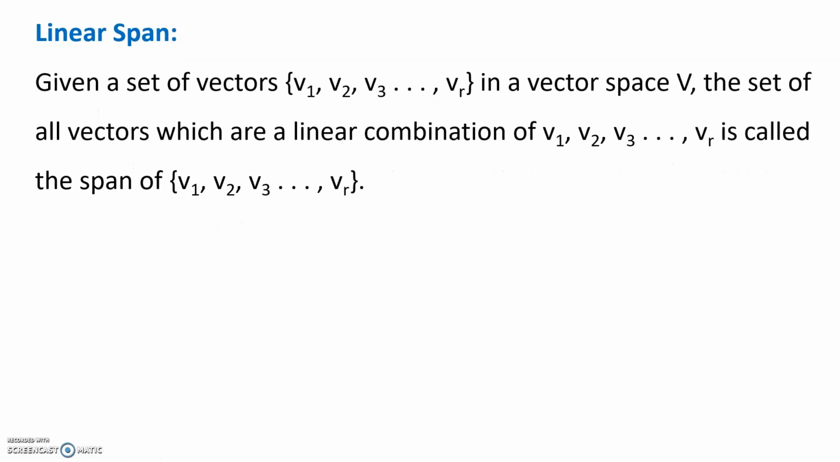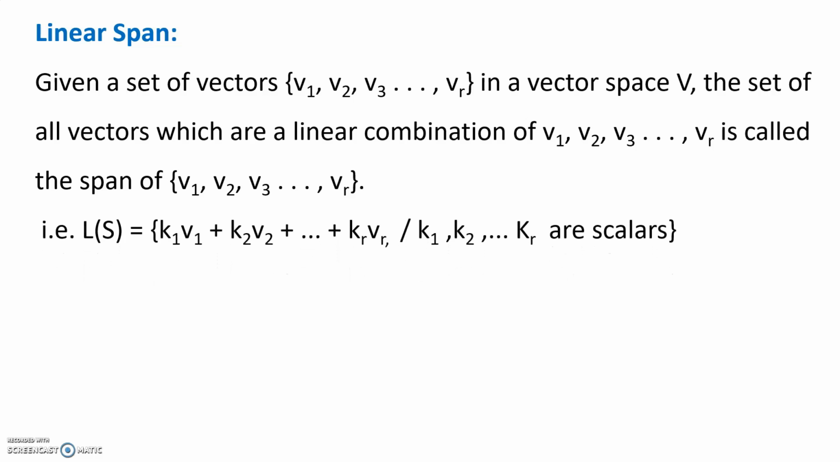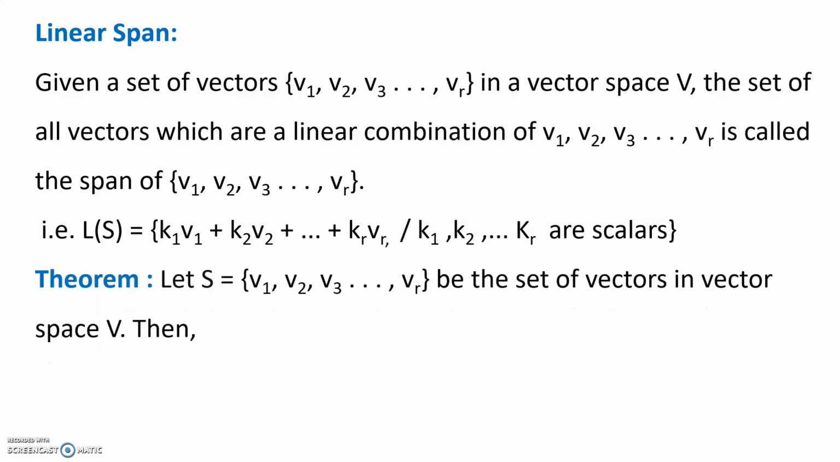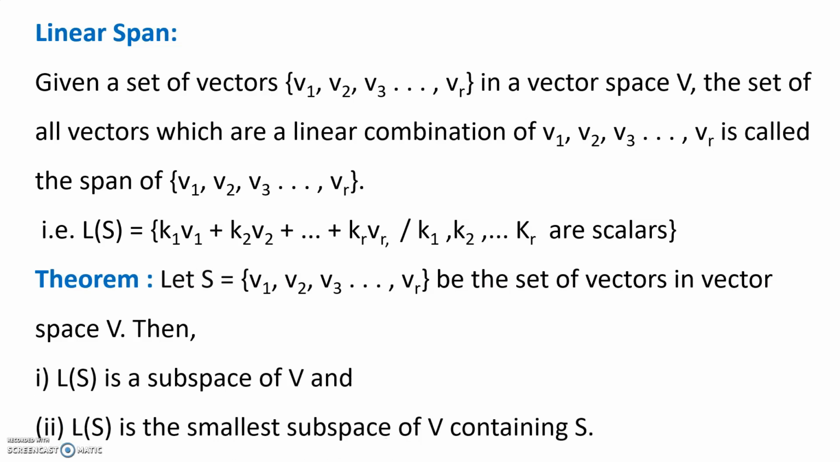Now let us study linear span. Given a set of vectors v1, v2 up to vr in a vector space V, the set of all vectors which are linear combinations of v1, v2, vr is called the span of the set of vectors v1, v2, vr. That is, L of S is the set of elements of type k1 v1 plus k2 v2 up to kr vr, where k1, k2, kr are scalars. Now we see the theorem. Let set S is equal to v1, v2, vr be the set of vectors in vector space V, then L of S is a subspace of V and L of S is the smallest subspace of V containing S.